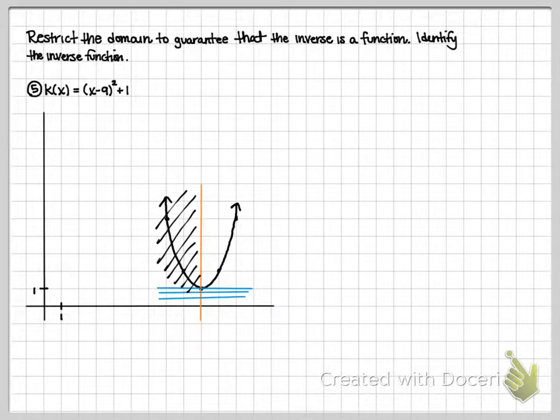So now what I'm going to do is restrict the domain at the vertex. So for every parabola, I'm going to restrict at the vertex. And in this case, the vertex was at 9, 1. Now, we need to figure out how we're supposed to restrict that with regard to the inverse itself. So let's start working on the inverse function.